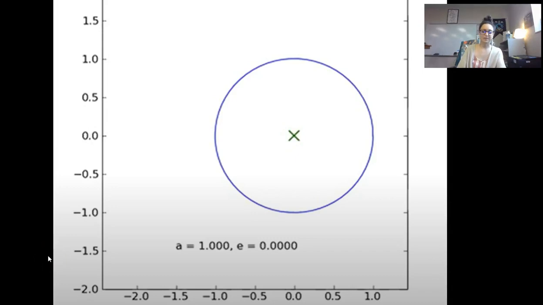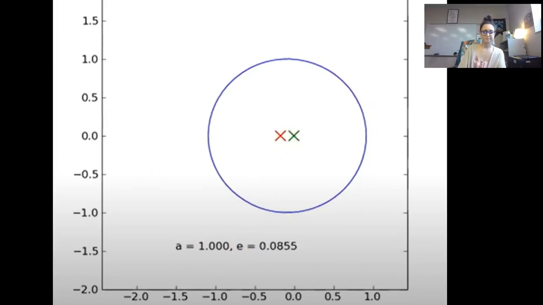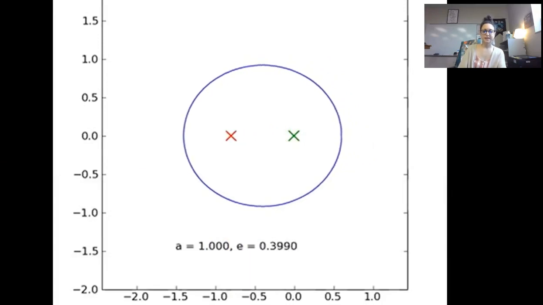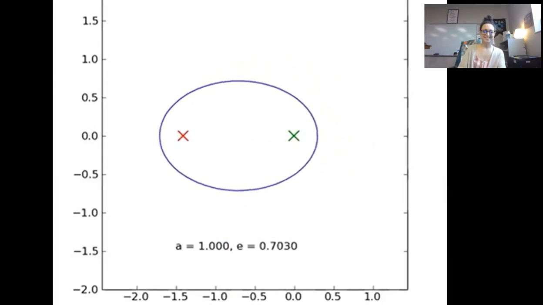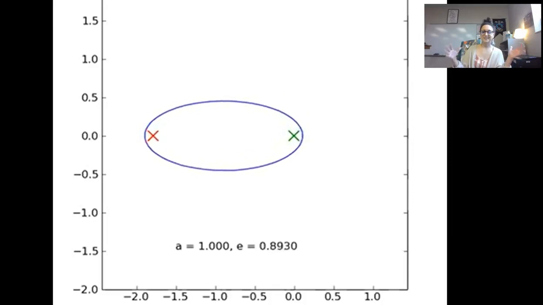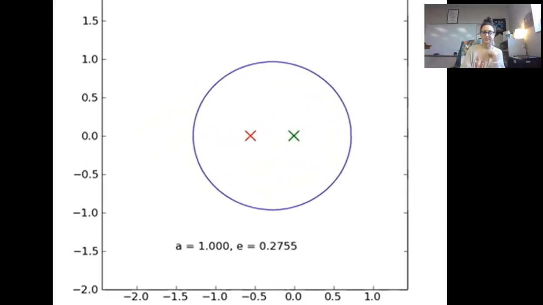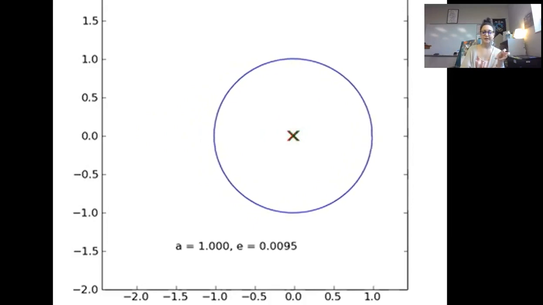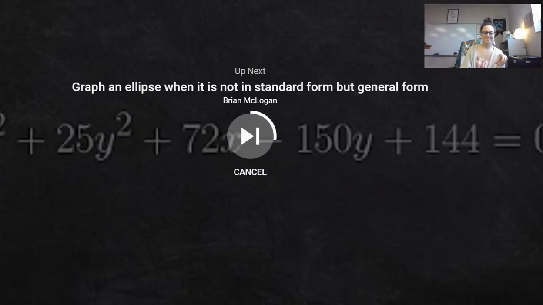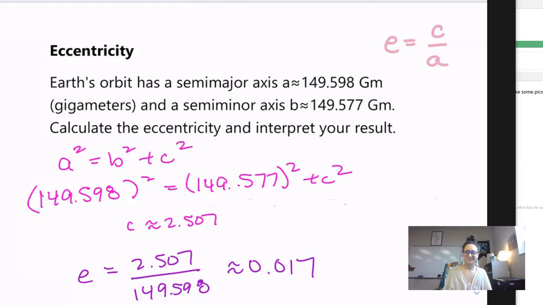All right, so I have a little video clip here to kind of show you how eccentricity changes as your foci move out. So I want you to pay attention to the a value and the e value. I'm going to go ahead and play it. So you can see that as you are becoming less like a circle, right, your e value is getting larger and larger, your eccentricity is getting larger, then coming back, now your eccentricity was 0.